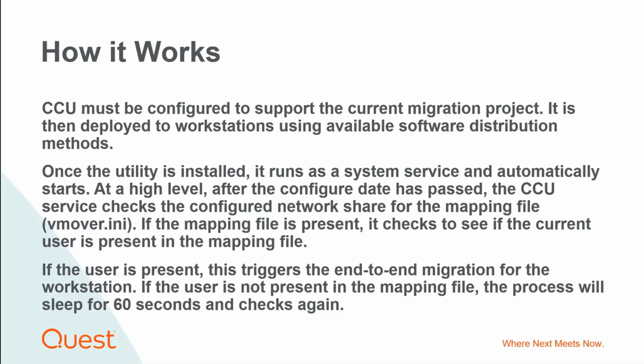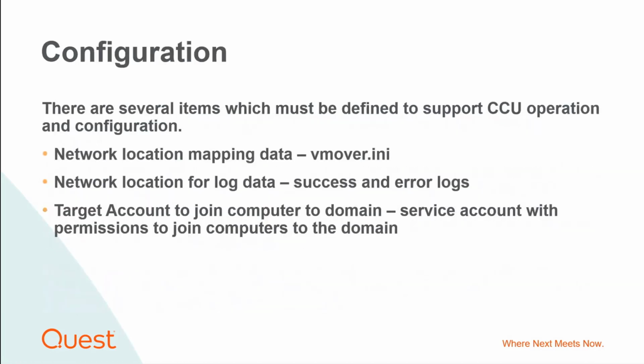If the user is not in the vmover ini file, the utility will continue to check for an updated version of the vmover ini file to see if an entry has been added. And if it has, then the utility will start the process. So there are several items that must be configured to get this working. First of all, you must provide a network location for where your vmover ini file is going to reside. You also need to provide a location for your success and error logs to be placed. And then lastly, you need an account in the target domain that has the rights to join computers to the target domain.